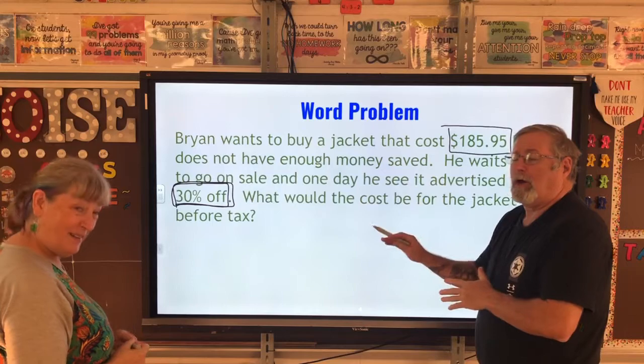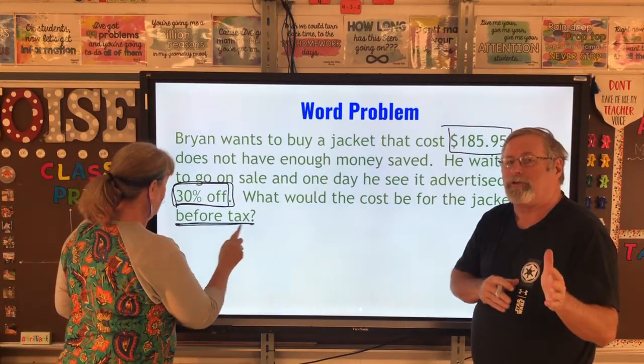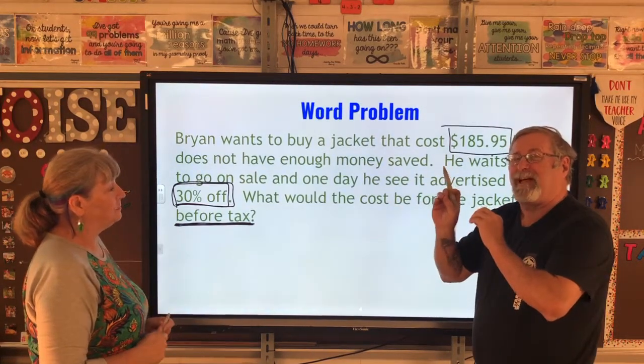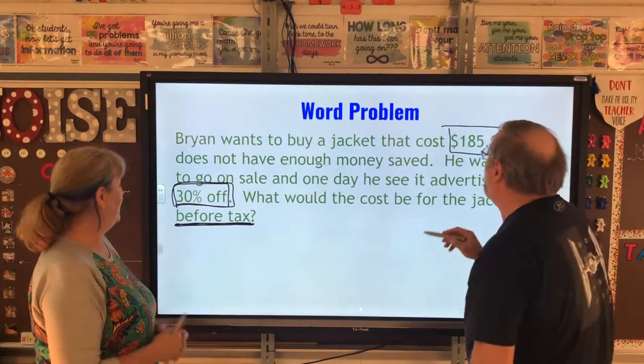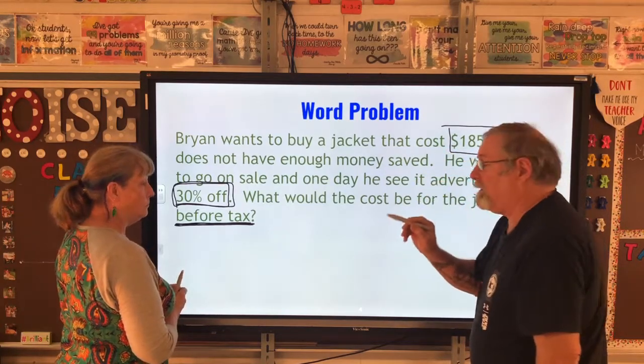Now, on almost all of these, you're going to see it say before tax, because remember, one of the things you've learned how to do is sales tax. So now they almost have to tell you that it's before taxes. Okay, so $185.95 is what the coat actually cost originally.